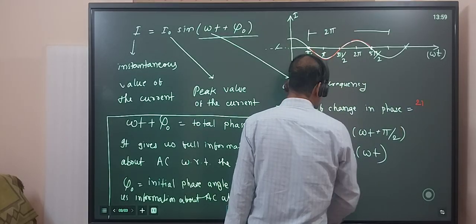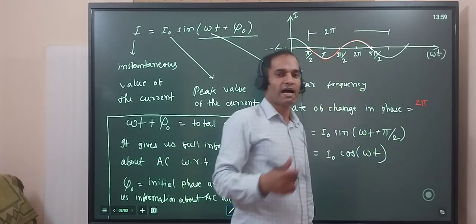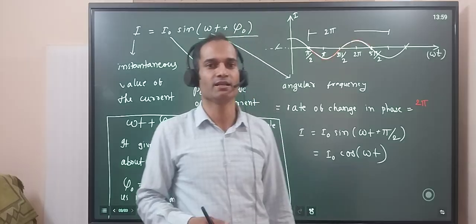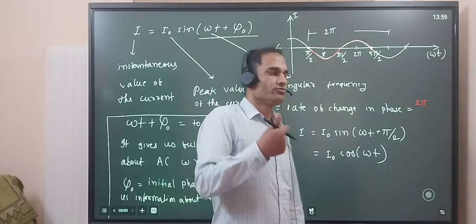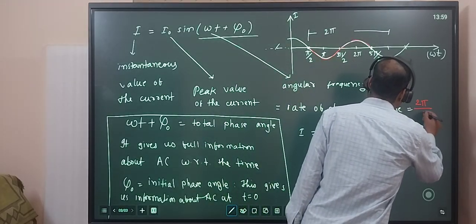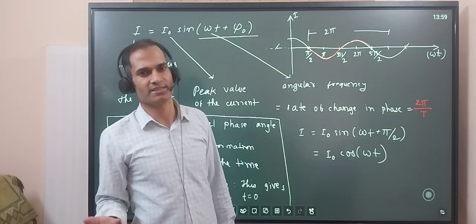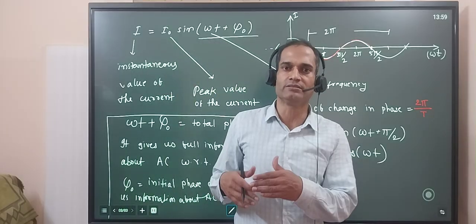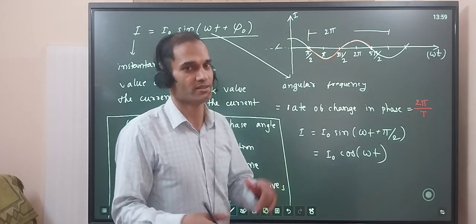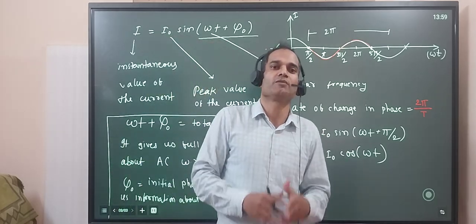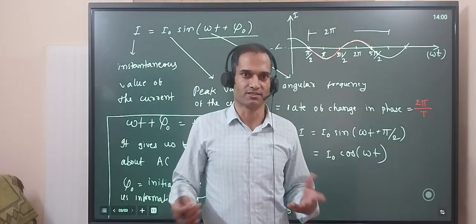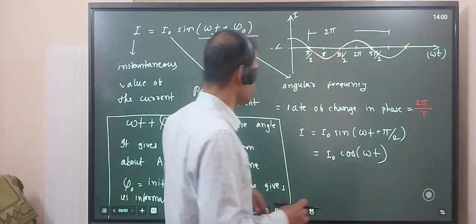Why am I saying 2 pi? Sine or cosine repeat their value after 2 pi; they complete their cycle after 2 pi. So the phase is changed by 2 pi, and this has happened in one time period. What is the time period? We know the definition: time period is the time taken to complete one rotation, sorry, one cycle. Here nothing is rotating, it is completing one cycle. The current comes to the same status in one time period T.